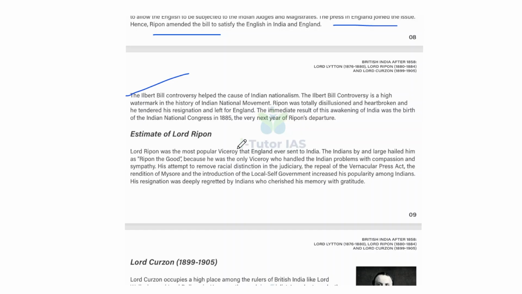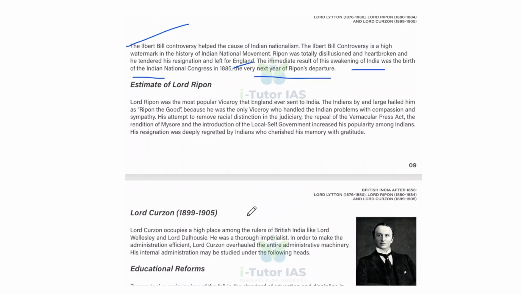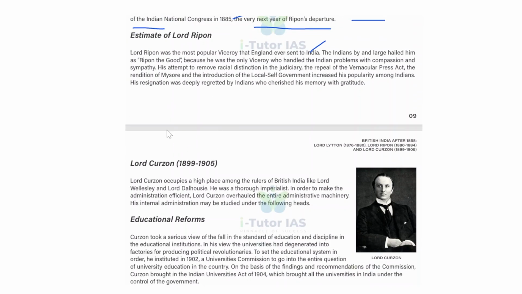The Ilbert Bill controversy is a high watermark in the history of the Indian national movement, and Ripon was totally disillusioned and heartbroken, and he tendered his resignation and left for England. The immediate result of this awakening of India was the birth of the Indian National Congress in 1885, the very next year of Ripon's departure. Okay, so estimate of Lord Ripon. Lord Ripon was the most popular viceroy England ever sent to India, and the Indians by and large hailed him as Ripon the Good, because he was the only viceroy who handled the Indian problem with compassion and sympathy.